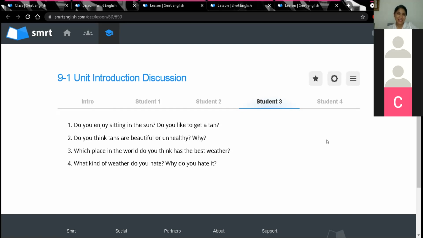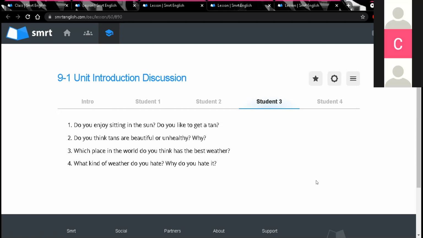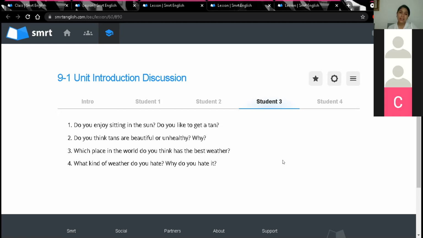Okay, let's go to number 2. It says, do you think tans are beautiful or unhealthy? Mm, what do you think? Depends, because at the end, if it's one time per month or something like that, or natural exposure to the sun, it will be good, but at the end, with an unreal sun, maybe unhealthy. Yeah, and obviously it is a must. We must wear sunscreen when we are getting a tan, right? Otherwise, it is definitely unhealthy.